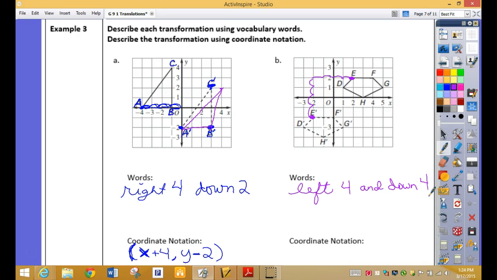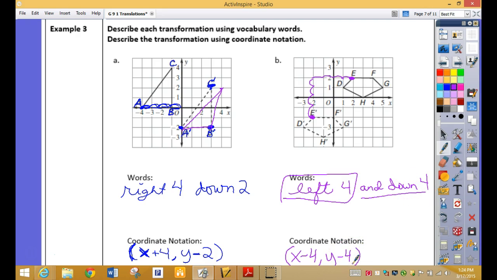Now let's do our coordinate notation off of that. Parentheses. Our ordered pair. First one is the X. What did I do to the X? I went left 4. What is it? Minus 4, comma. And then the Y, what did I do to the Y? Down 4, which is minus 4.